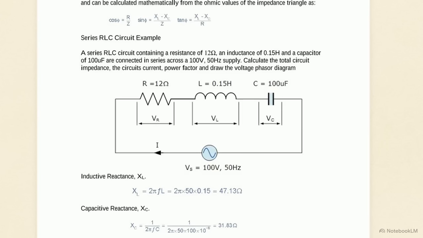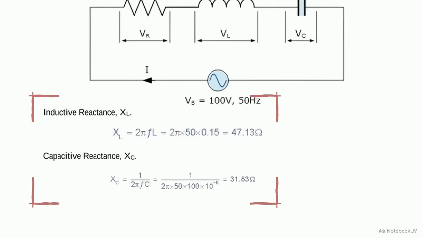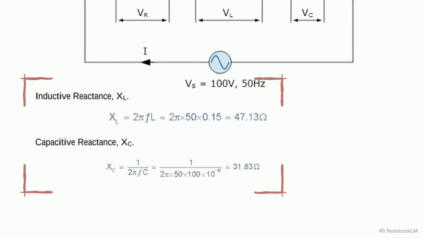This diagram shows a series RLC problem with specific values. We have a 12-ohm resistor, a 0.15 Henry inductor, and a 100 microfarad capacitor, all driven by a 100-volt, 50 Hz AC supply. To solve this, we must first convert the physical inductor and capacitor values into ohms. Using the formulas at the bottom of the page, we calculate the inductive and capacitive reactance based on our 50 Hz frequency. This results in 47.13 ohms of inductive reactance and 31.83 ohms of capacitive reactance.